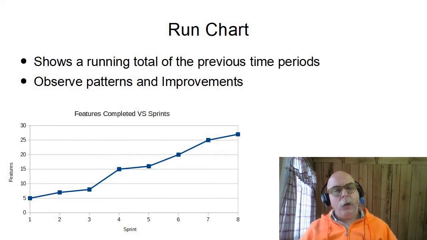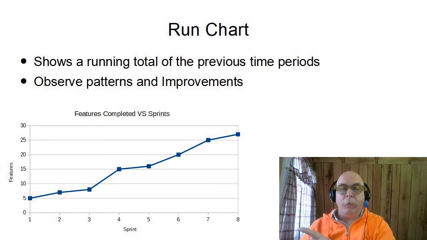A run chart shows the total over periods of time. So it kind of shows a running total of where we are. Here you can see, for instance, that I'm doing this for an agile project management system group working on a development where we've so far done 8 sprints. And each sprint, we've gotten so many features added to the software. And you can see that at the end of sprint 1, we had 5 features.